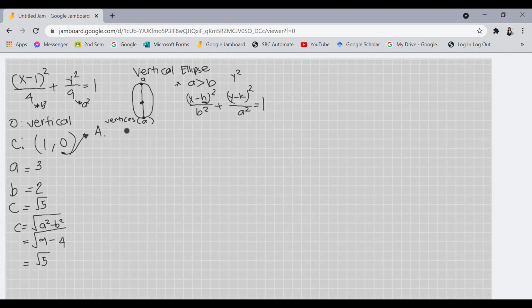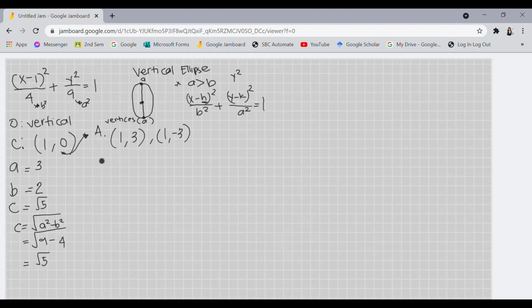We have 1, and then that is in terms of a nga, from the center. (1, 0), akyat ka ng 3, pataas. So, that is 0 plus 3. We have (1, 3). And then, going down from (1, 0), pababa naman tayo, you have (1, 0 minus 3), kasi pababa, subtraction. So, that gives us the vertices at (1, 3) and (1, negative 3).